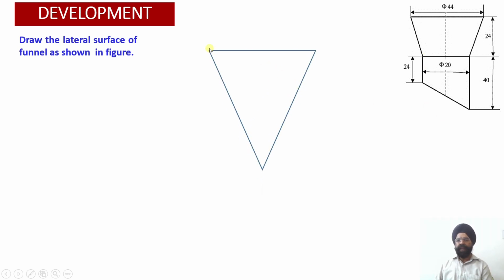Here you see this is the cone which we have, and this diameter will be equal to 44 millimeter. Then we move 24 millimeter on this side so that we get the 20 millimeter diameter of the frustum. After joining this, the cone will be completed so that we get the true length of the slant edge of this particular cone.